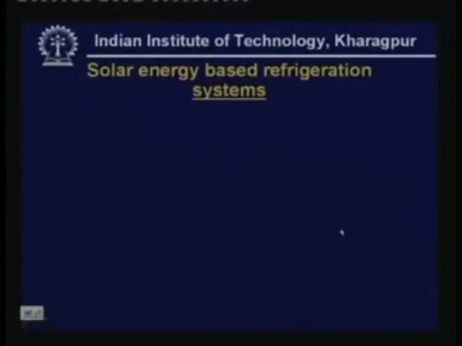Now let us look at solar energy based refrigeration systems. Right from the 1950s, people have been trying to use solar energy for providing refrigeration. Actually, this is a perfect match, because the availability of solar energy matches with the demand for refrigeration. For example, on a hot day you require refrigeration, and on a hot day, sun is available. So this is the motivation for developing solar energy based systems.